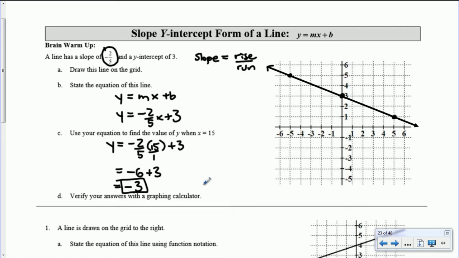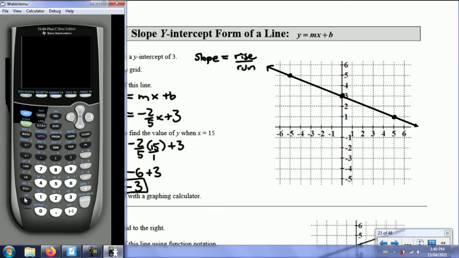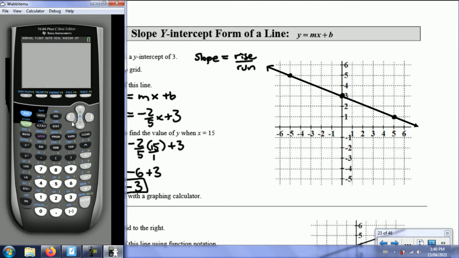Okay, so we're going to verify that with a graphing calculator. So there it is. That's a little bit wacky. Come back. There we go. Okay, so we're going to graph y equals -2/5. So I'm going to put the coefficient here in brackets. So remember to use that negative. -2 divided by 5, x plus 3. So graph it, and that looks like roughly what we have here.